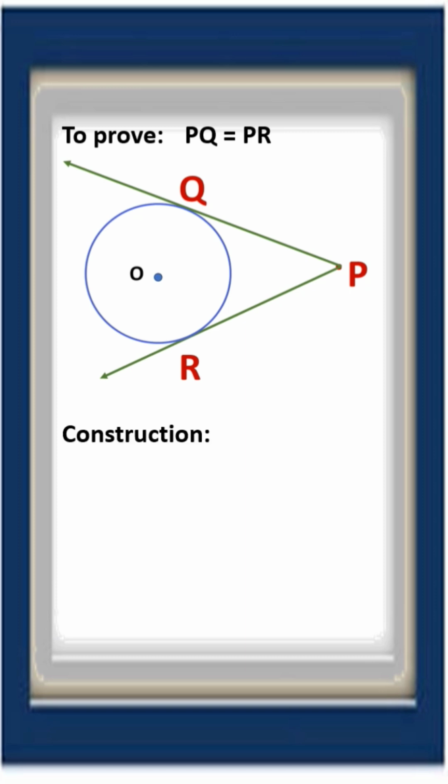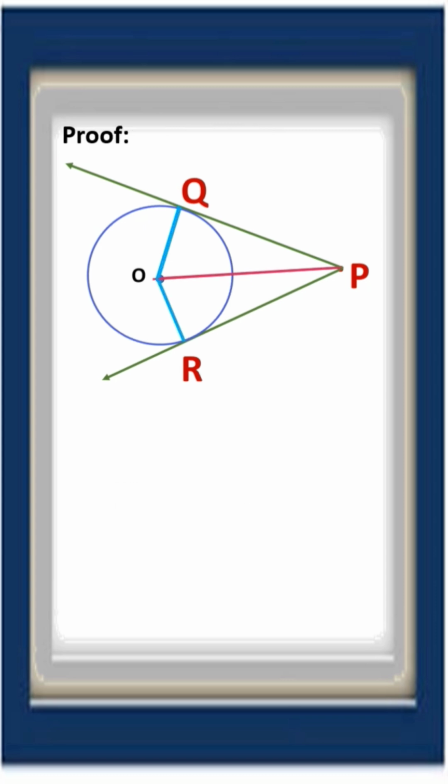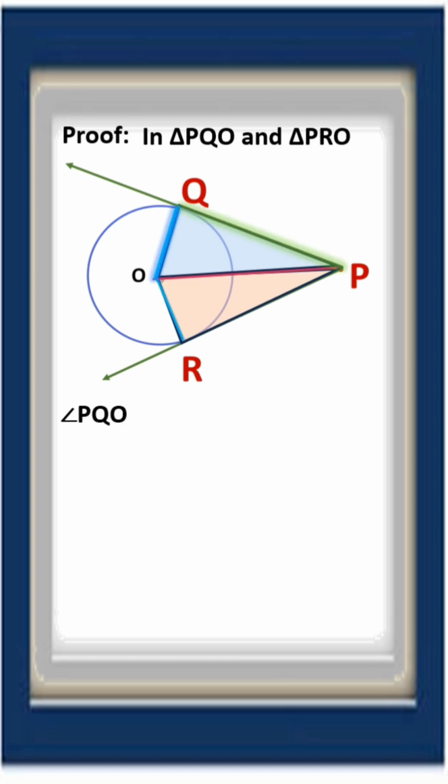Let us do one construction. What is that? Join OP, OQ and OR. Now we have two triangles, triangle PQO and triangle PRO. So in triangle PQO and PRO, angle PQO is equal to angle PRO is equal to 90 degrees.